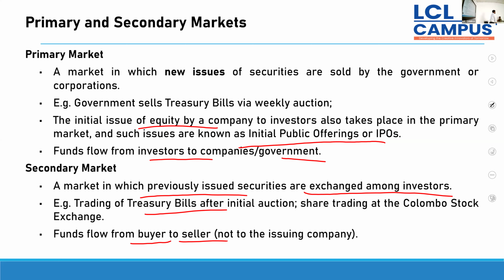Then give me an example for the primary market. A newly registered company issuing shares for the very first time. Very good. If a newly registered or incorporated company issues shares for the first time, it takes place through the primary market. What is the name for those shares? IPOs, initial public offerings. Clear?